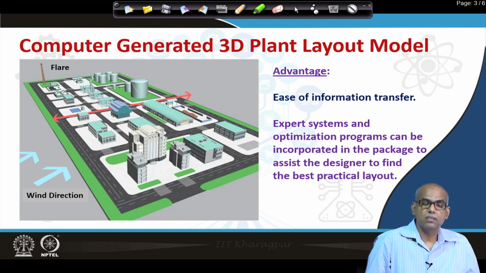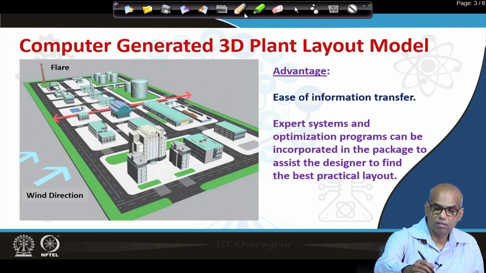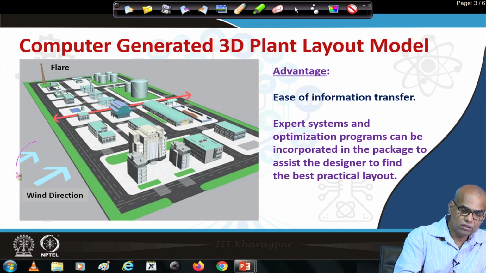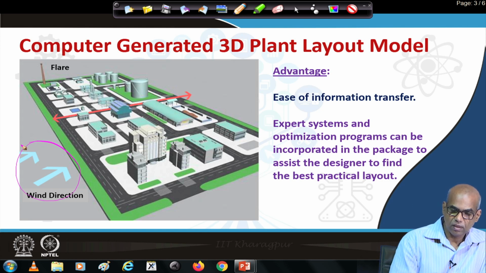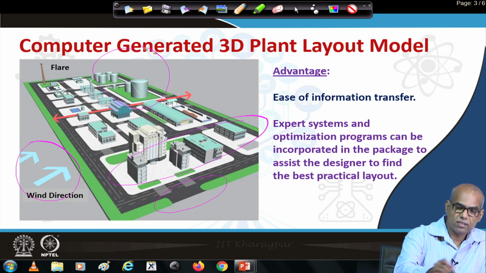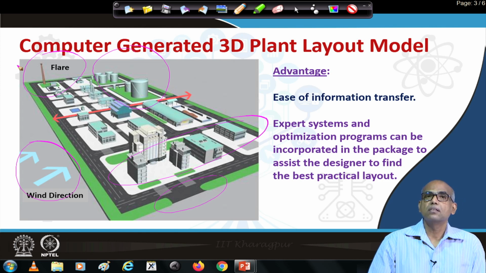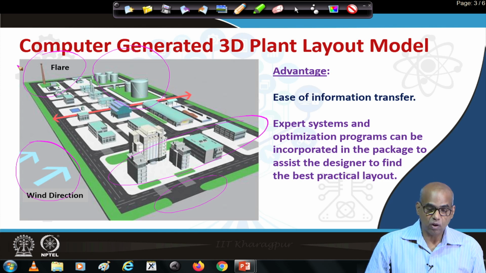So, this is a computer generated 3D plant layout model. So, look at the wind direction. You have the offices near the main entrance, you have the storage tanks, you have the flare. So, the layout conforms to whatever we discussed as factors that we consider.